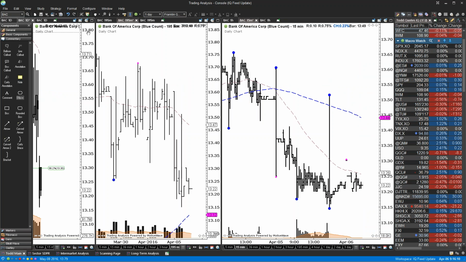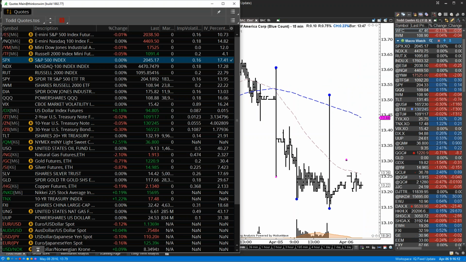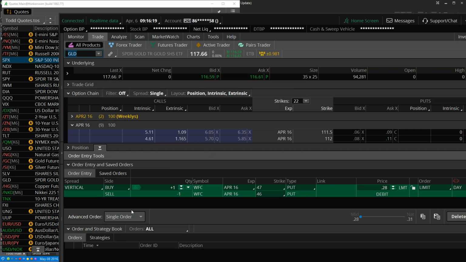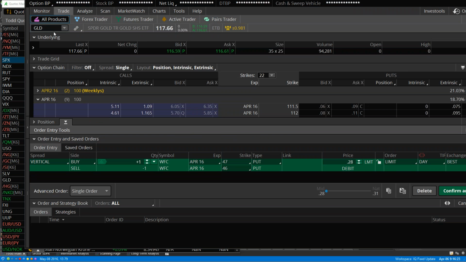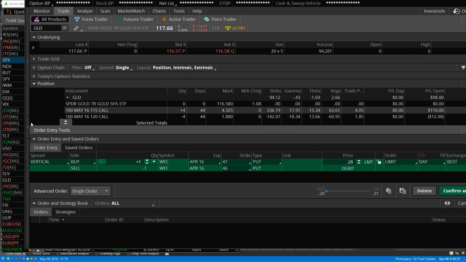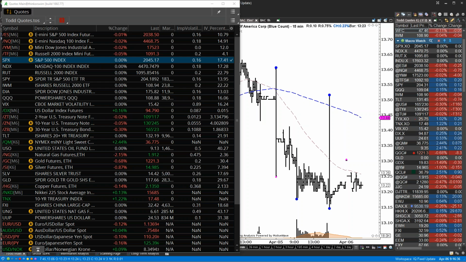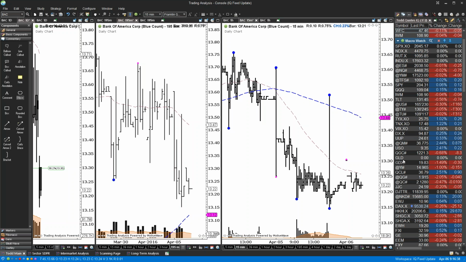Oh, there we go. Trade. BA, or no, not Bank of America. GLD. What do I have on? We have the products position. We have the 115, 120 call spread on in GLD out in May. So we got 44 days to go. We're up a little bit of money on it. Starting to come into play here.